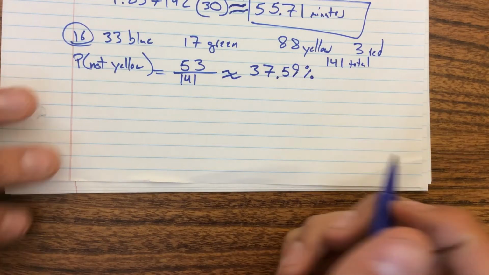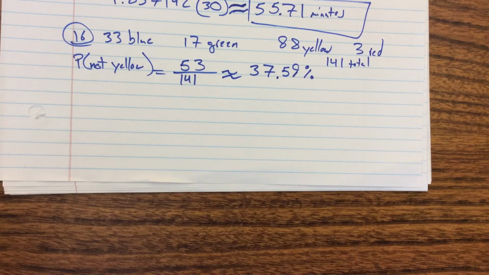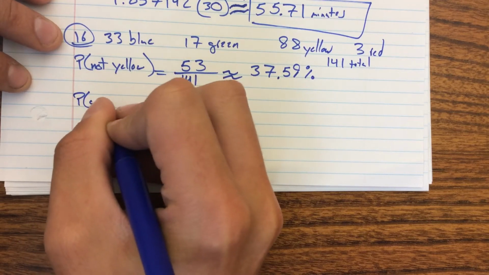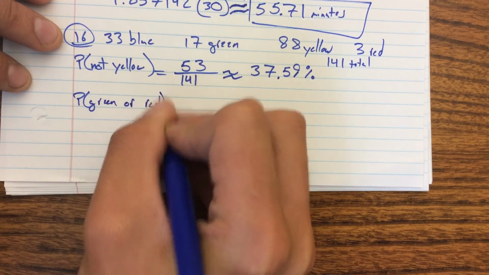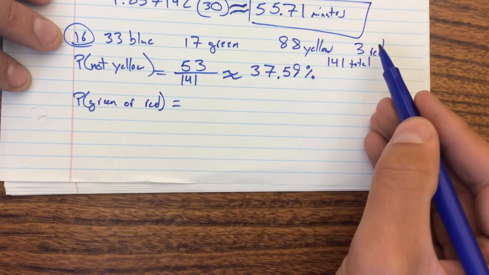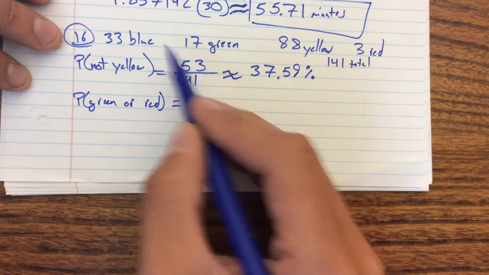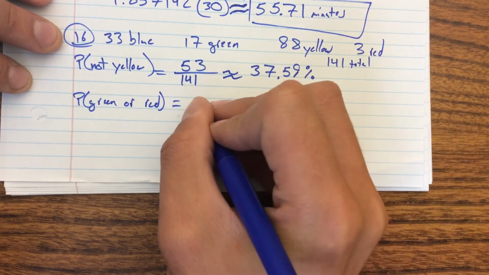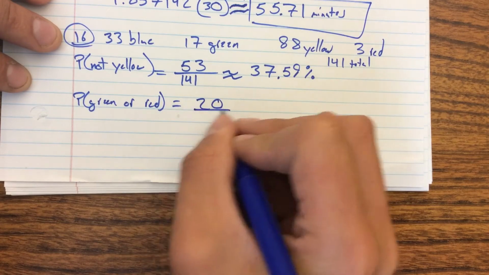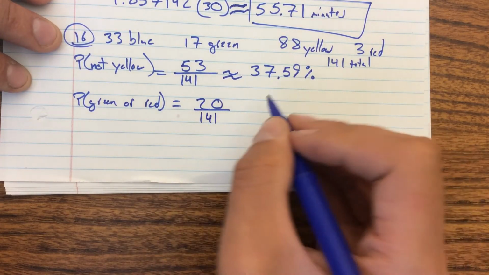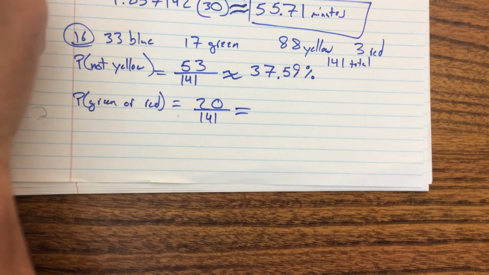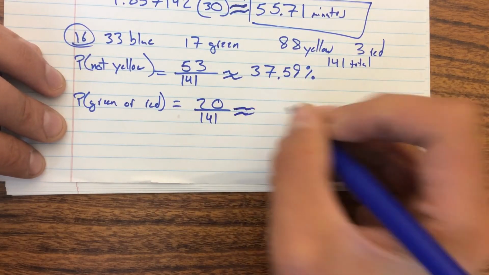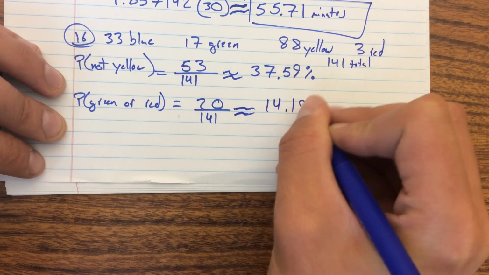Excuse the bell there. Okay, what is the probability that the tile is green or red? So we have 2 here. We have green and red. We're going to actually just add those together because we'll take either of those as an outcome that we want. So added together, 17 plus 3 equals 20. And that's out of 141. Again, same total. And when I divide 20 by 141, we get about, because again I'm going to round, 14.18%.